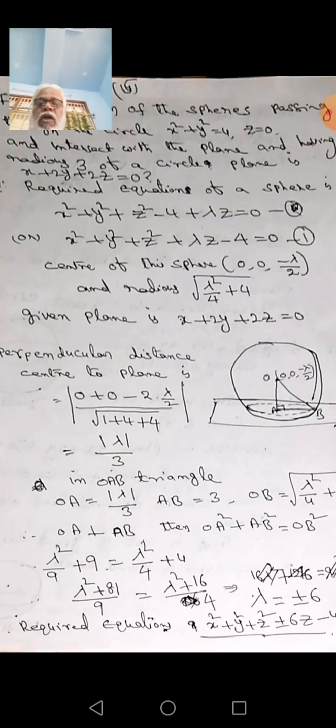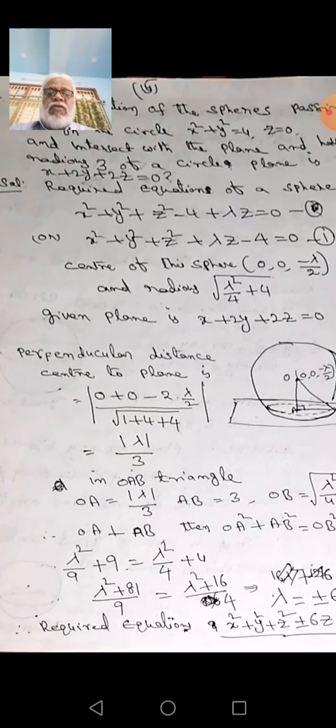So in triangle OAB, we know OA is lambda by 3, AB is given, that is the radius of the circle, which is 3, and OB is the radius of the sphere, that is lambda square by 4 plus 4. In a right angle triangle, what is the formula? OA square plus AB square is equal to OB square. According to that, lambda square by 9 plus 9 is equal to lambda square by 4 plus 4.